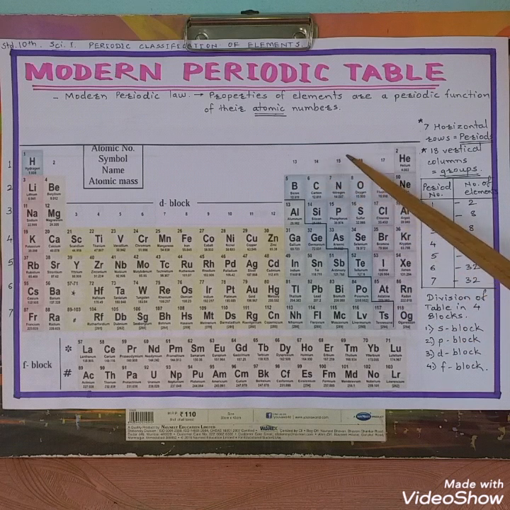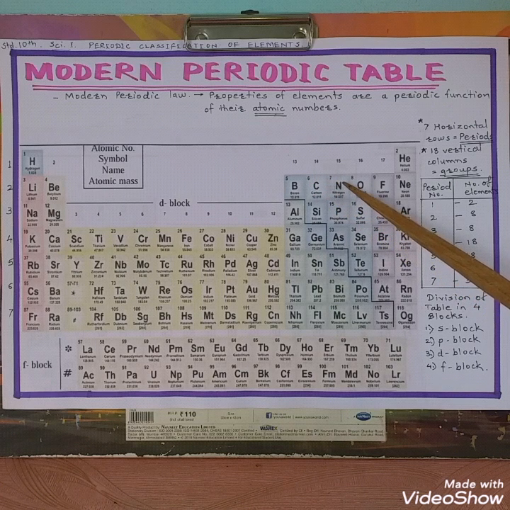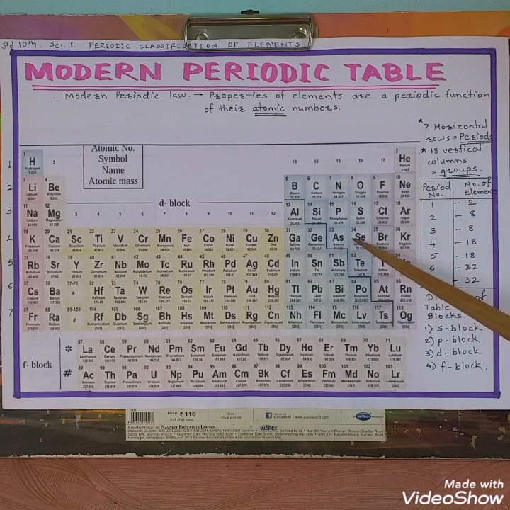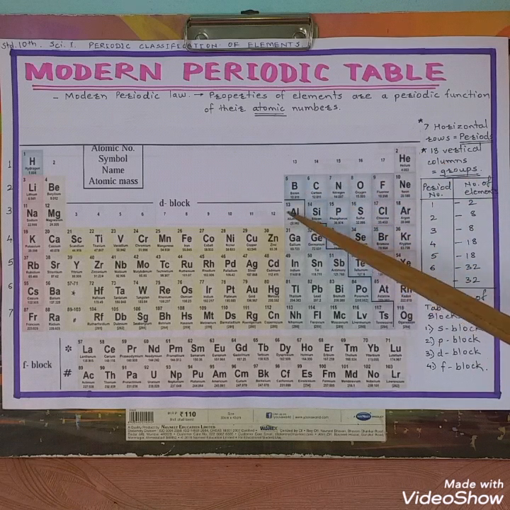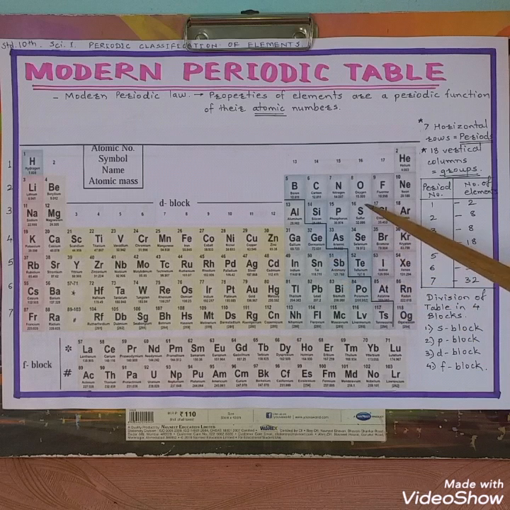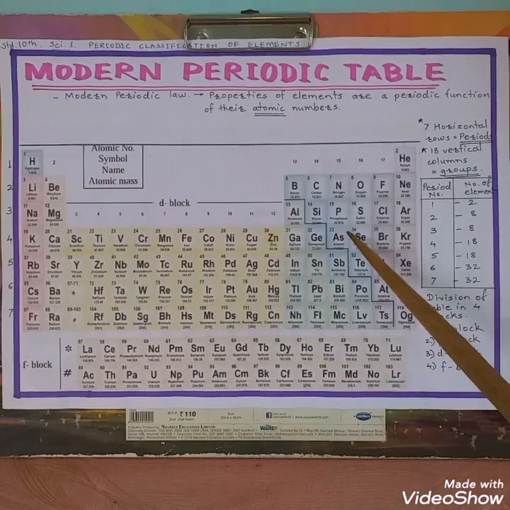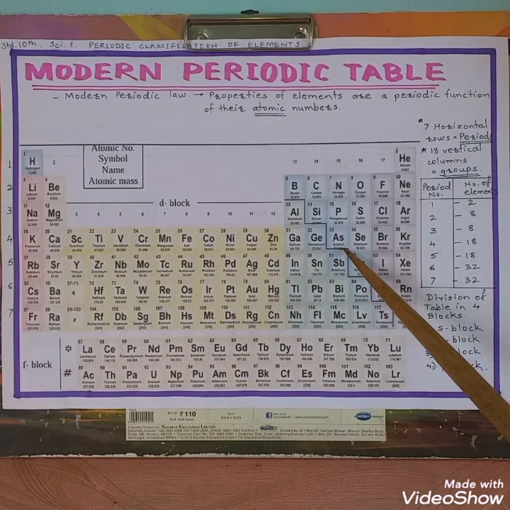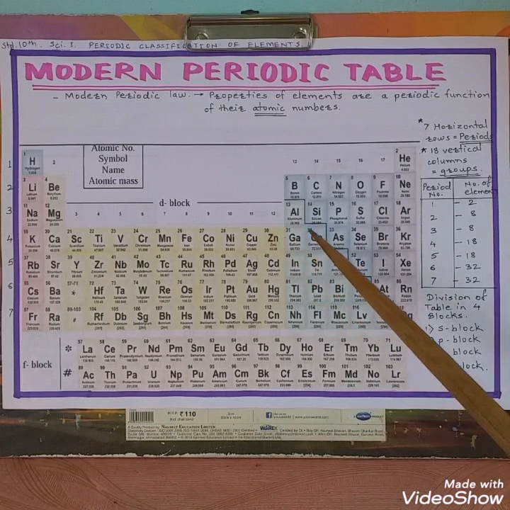In this block, that means in P block, all types of elements are present. That means these are the non-metals, these are the inert gases, these are the metalloids, and these are the metals. Likewise, all types of elements are observed in this P block. S block elements and P block elements are considered as the normal elements because the atoms of these elements contain only the outermost electron shell which is incompletely filled.